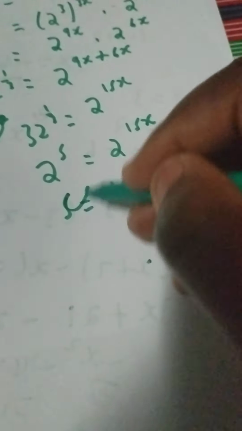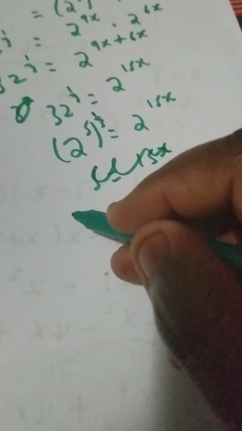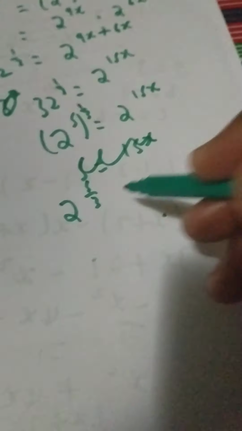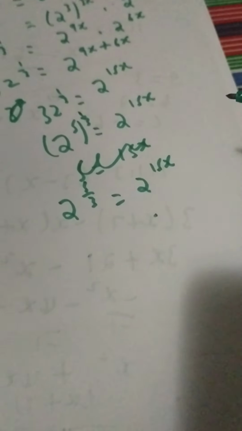Wait. Here, I made a mistake there. This is only for that. Remember, I still have got 1 over 3 outside. Sure, I nearly made that big error there. So this will be 2 to the power of 5 times 1 over 3, that will be 5 over 3, equal to 2 to the power 15x. Sure, nearly made a big mistake there.